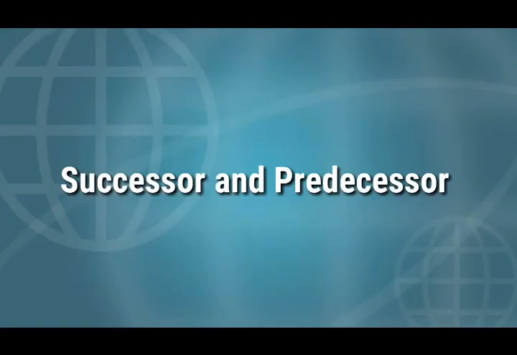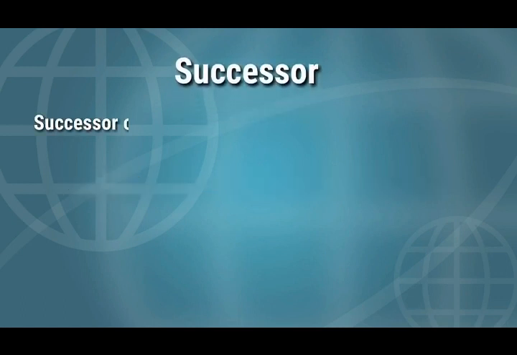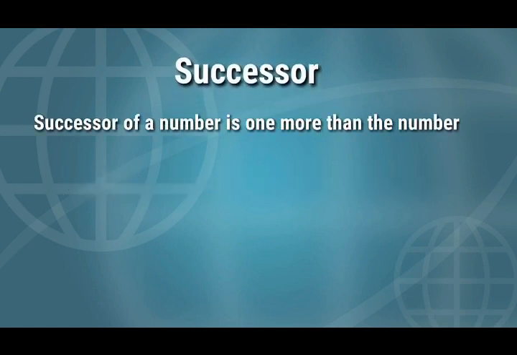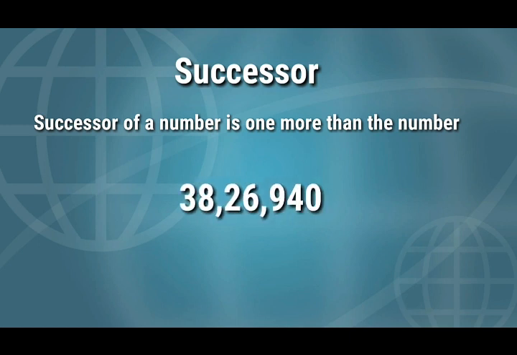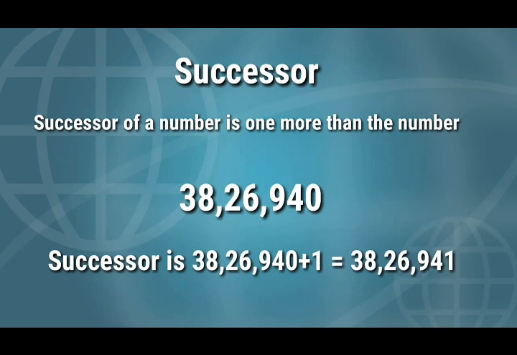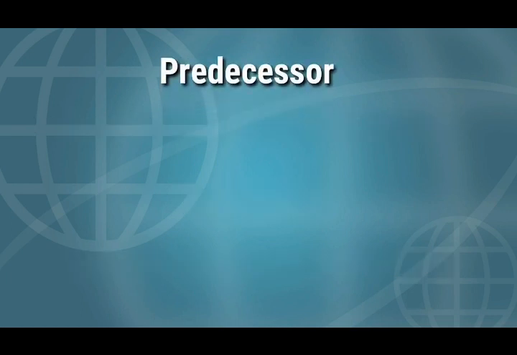Now let us learn successor and predecessor of a number. Successor. Successor of a number is one more than the number. Let us take the number 38,26,940. To get the successor of this number, we should add 1 to it. So the answer is 38,26,941.